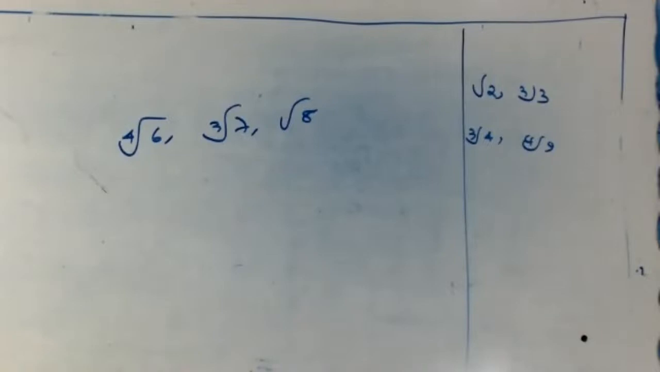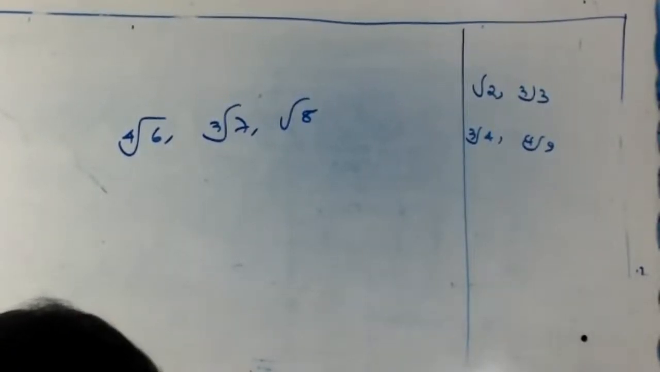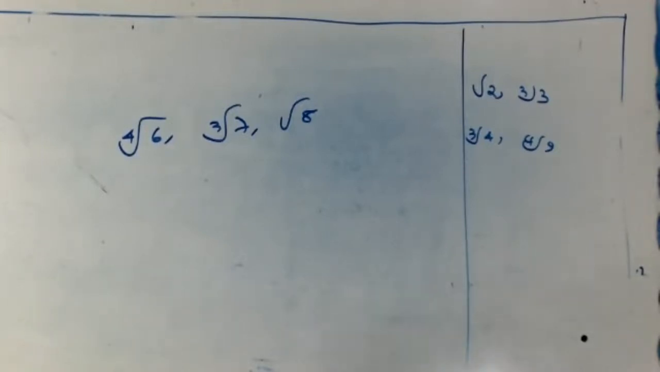Okay, try this one. Fourth root of 6, cube root of 7, and square root of 8. Okay, try. Okay, try now.